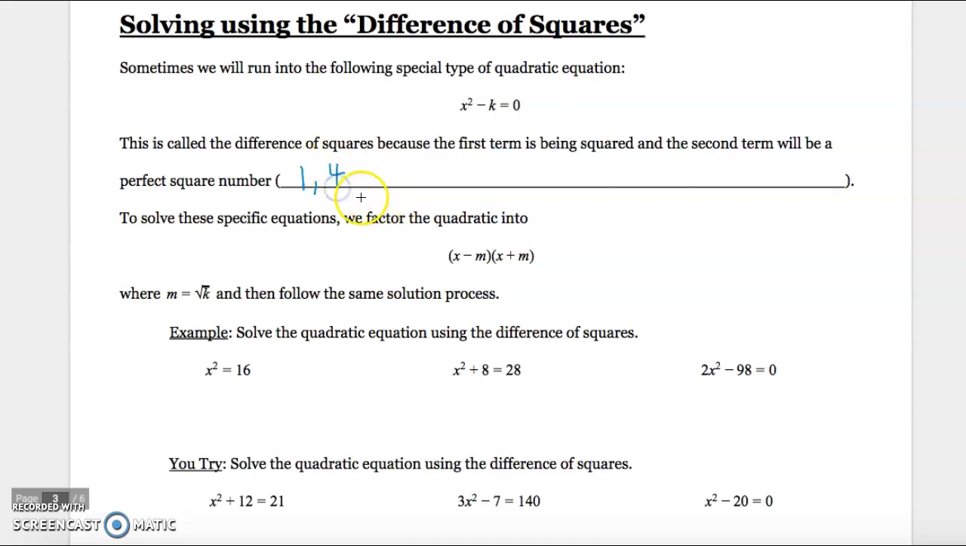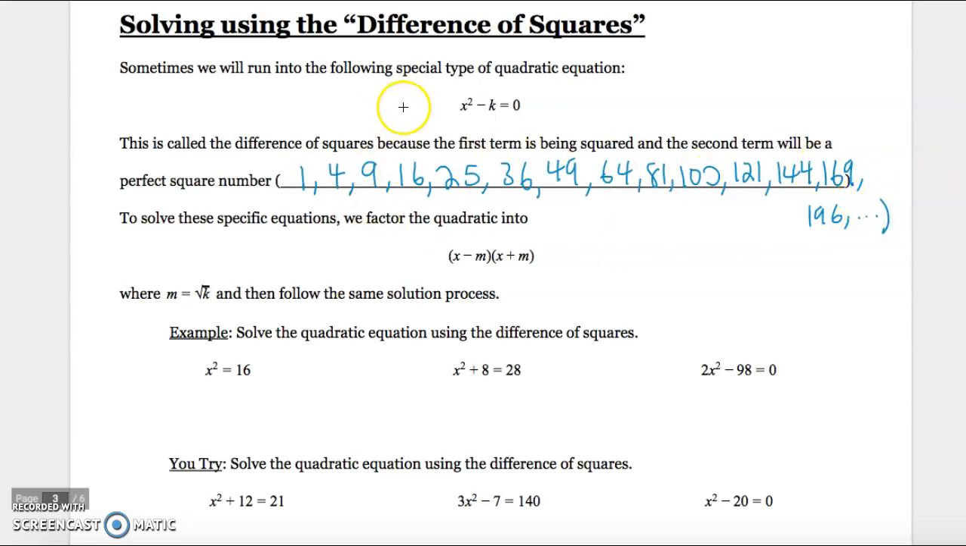2 times 2 is 4. That's a perfect square. 3 times 3, 4 times 4, 5 times 5, and so on and so forth. 7, 8, 9, 10, 11, 12, 13, 14, and obviously you can keep going. Okay, so anytime you see these numbers and it's just an x squared term and a constant, you're probably going to be using a difference of squares. So it's got 2 pieces, one's an x squared, one's a constant, and you're going to go from there.